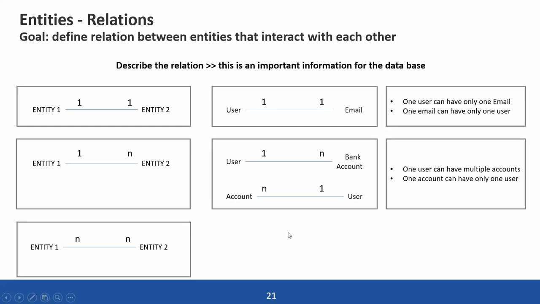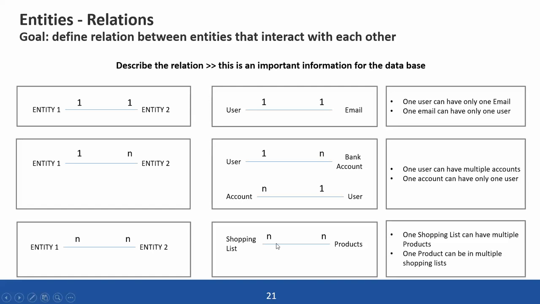But you can also have, as the last possibility, n entity and n entity. How you read it is like, in this case, one shopping list can have multiple products, n products, and also one product can have n multiple shopping lists. So one product can appear in multiple shopping lists of your customer, but also one shopping list can have multiple products. So you can see it's an n relation, and this defining helps a lot to build the things.